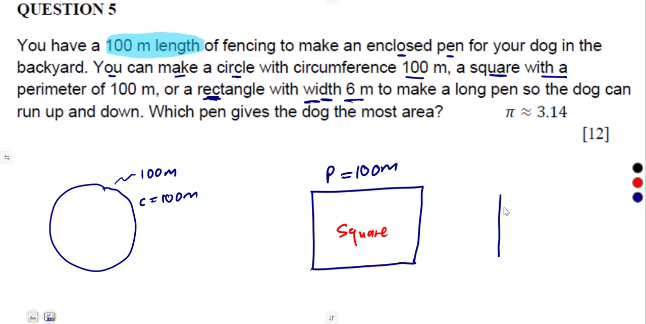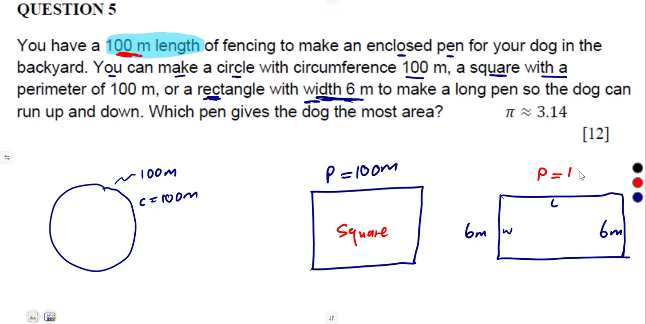We can make a rectangle like this with a width of 6 meters. Remember, a rectangle has length and width. So we've got the width, 6 meters. We are not told the length, but we can figure it out, as we understand that it is 100 meters of fencing that you are using. So the perimeter does not change. It will still be 100 meters because you are using 100 meter fencing. That is what you can make from that 100 meter length of fencing.